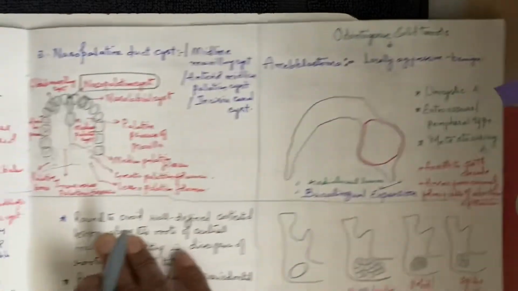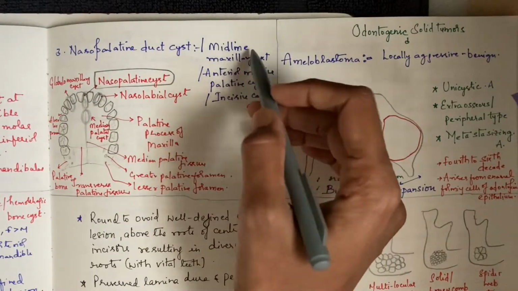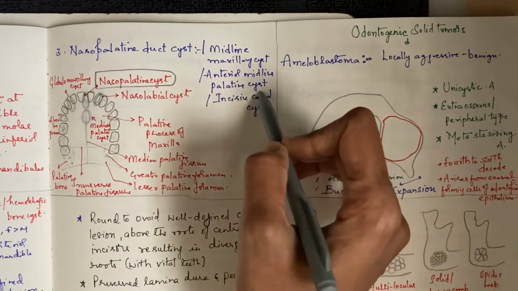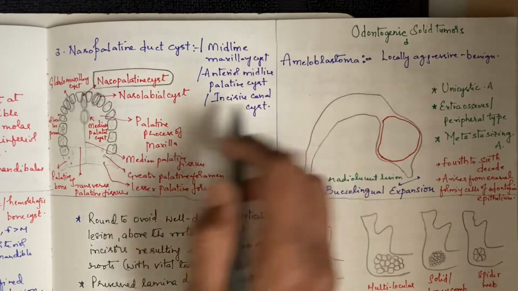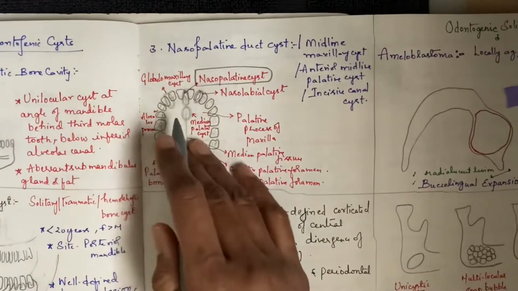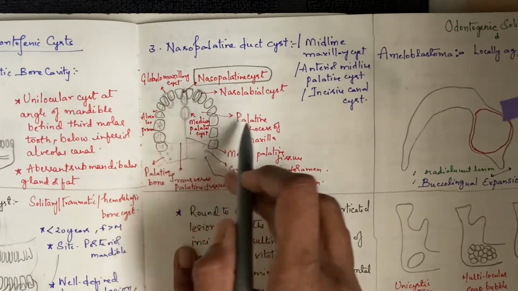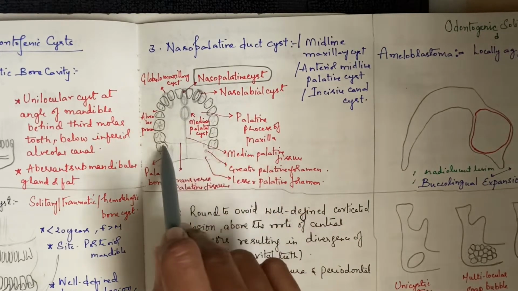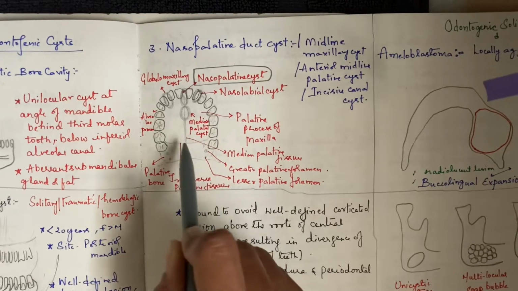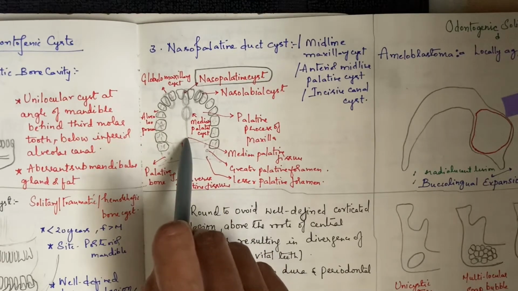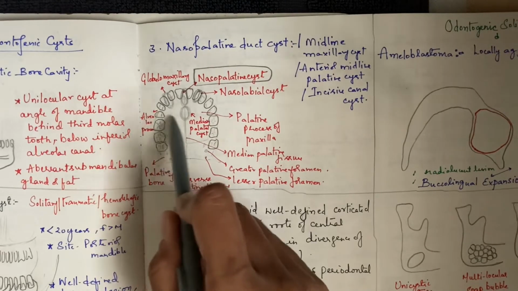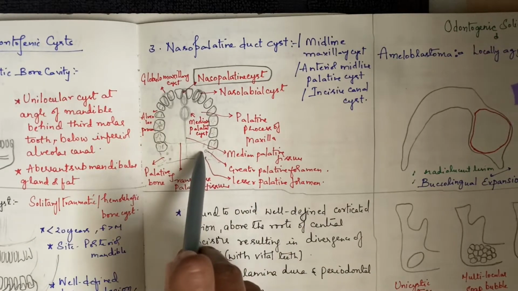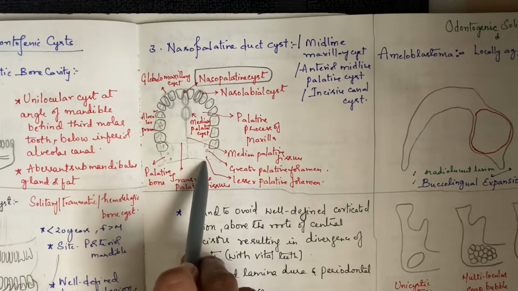Coming to nasopalatine cyst, it's also called midline maxillary cyst, anterior midline palatine cyst, incisive canal cyst. Here we have a section of the maxilla. There is a palatine process of the maxilla. We have a fissure here. This is the transverse palatine fissure and this is the median palatine fissure. This is the alveolar process. This is the palatine process and this is the palatine bone with greater palatine foramina and lesser palatine foramina.